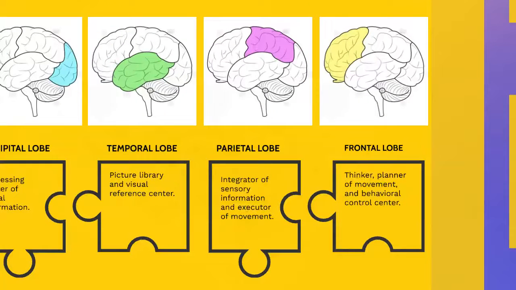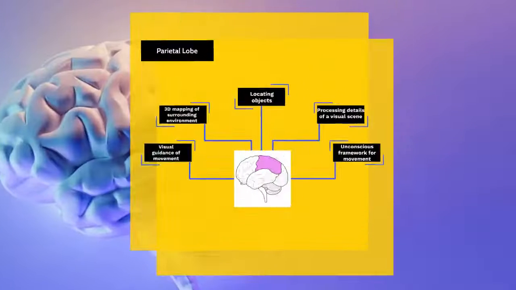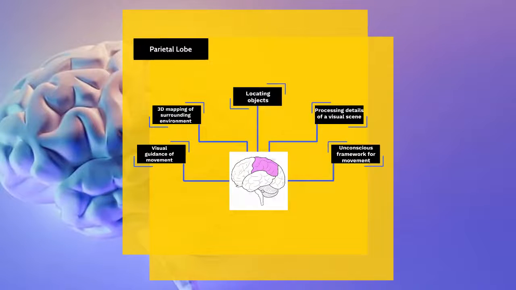Next, we have the parietal lobe, the integrator of sensory information and executor of movement. The parietal lobe helps us to locate objects, 3D map the surrounding environment in our minds, processing details of a visual scene, visual guidance of movement, and overall provides an unconscious framework for movement.